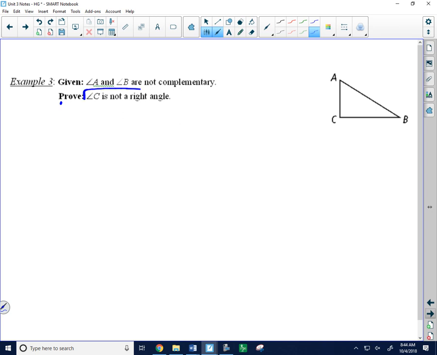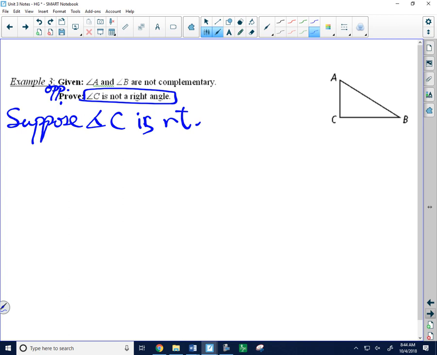So what we're going to start with is the opposite of this. Opposite of what you want to prove. So I'm going to say, suppose angle C is a right angle. And what's going to happen is it's going to lead us to a contradiction here. All right, so here's what we're starting with. Angle C is a right angle. So it measures 90, right? I'm going to put, so measure of angle C equals 90, by definition of right angle.